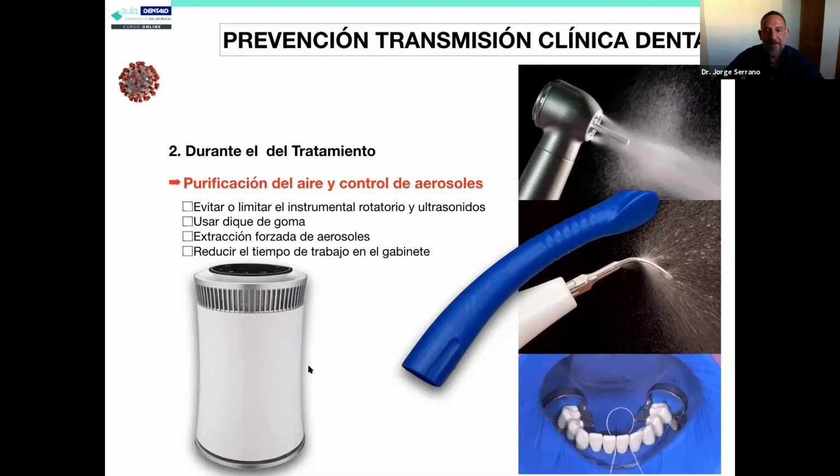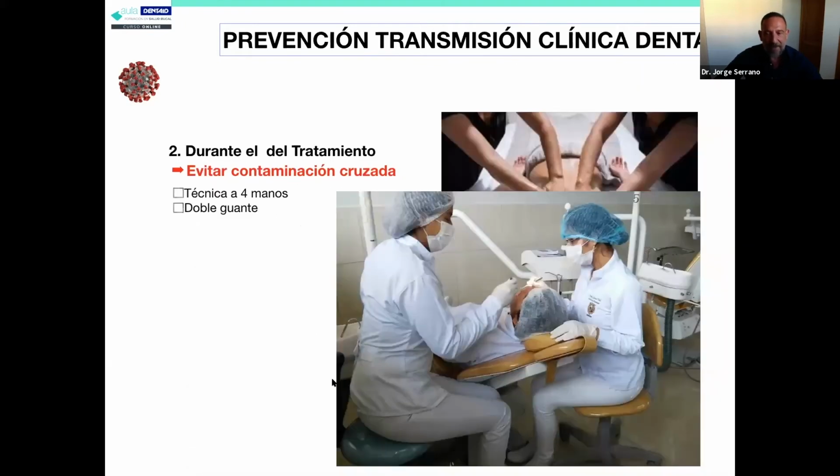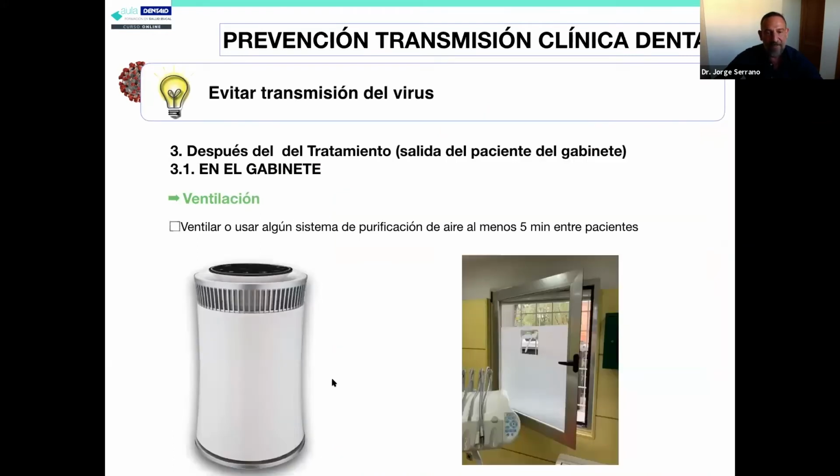We could also use a system to purify the air, like a HEPA filter. We can have different types of filter, carbon, for example, also to reduce the presence of odors and substances. We should work with four hands, because this reduces time and contamination. And after the treatment, we have to remove all these films we have placed on the surfaces. We have to exchange the air in the office. And during the treatment, we should use this purification system.